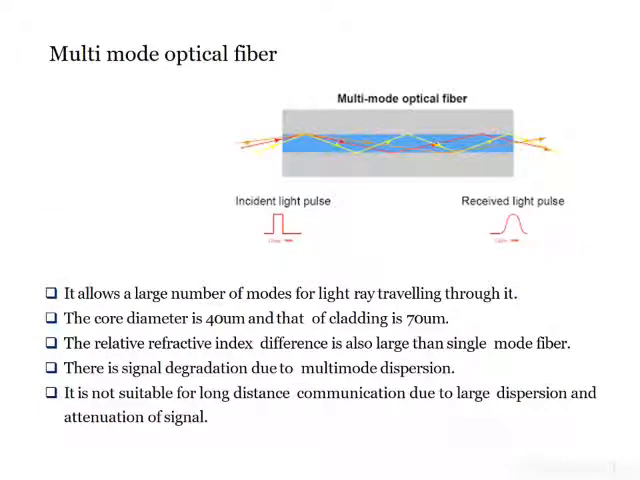Second, multi-mode optical fiber. The figure shows the multimode optical fiber, in which we can see that there are large modes of the light which travel through the multimode optical fiber. So multimode optical fiber allows a large number of modes for light ray traveling through it. The core diameter is large, nearly 40 micrometer, and that of cladding is 70 micrometer. The relative refractive index difference is also larger than single mode fiber. There is a degradation due to multimode dispersion. Therefore, they are not suitable for the long distance communication due to the large dispersion and attenuation of signal.